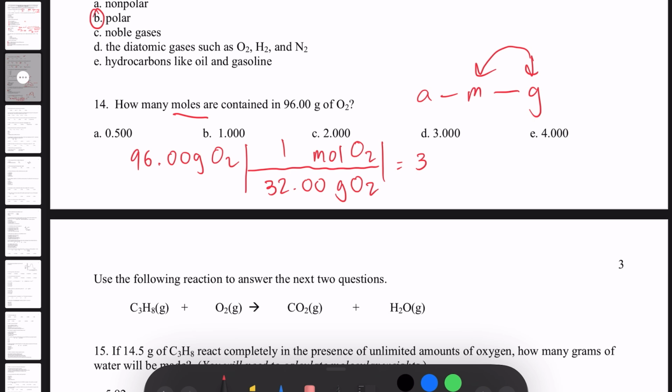And remember, we're looking at significant figures. The way we determine how many significant figures we have is by the original number we were given. This is going to have 1, 2, 3, 4 significant figures. 1, 2, 3 zeros makes it 4 significant figures. Answer is D.